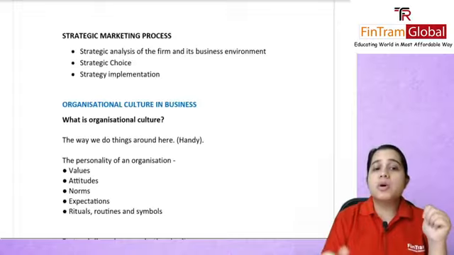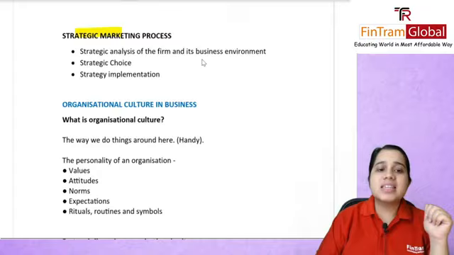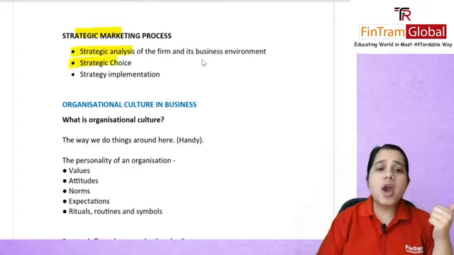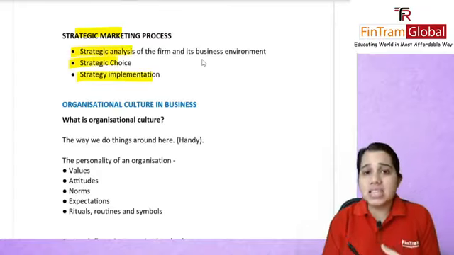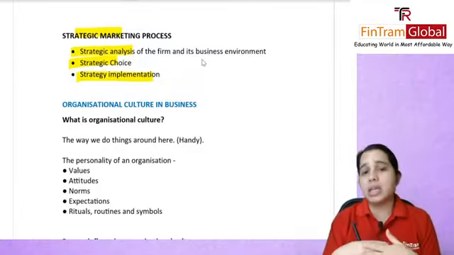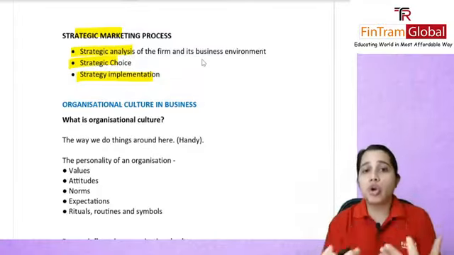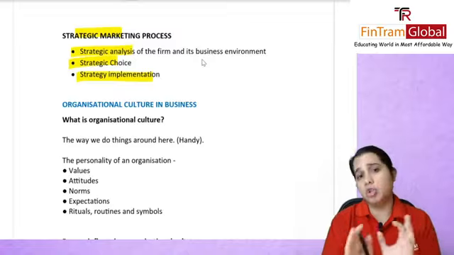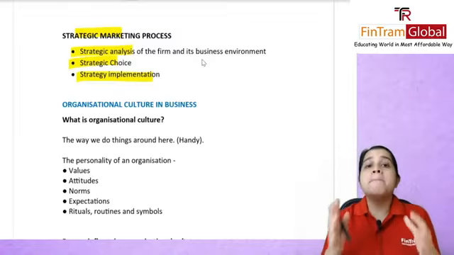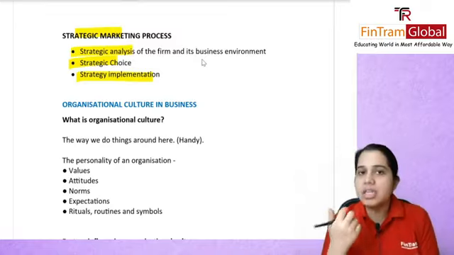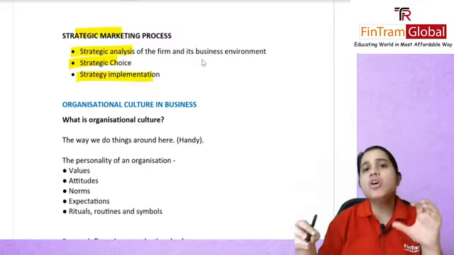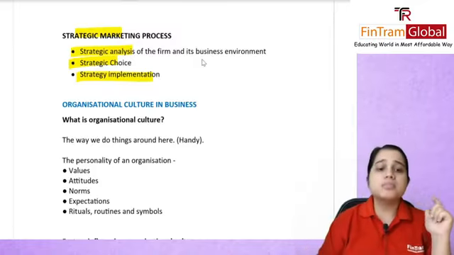Then we also talked about the strategic marketing process, basically strategic analysis, firm choice and implementation. You will basically see your budget, what is the budget for your marketing, and how you can create an awareness. You will do an analysis of the market as such. What do customers really want? So all that falls under your strategic marketing process.